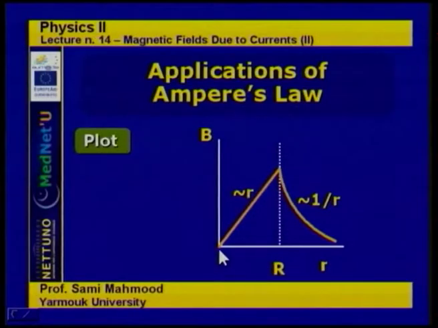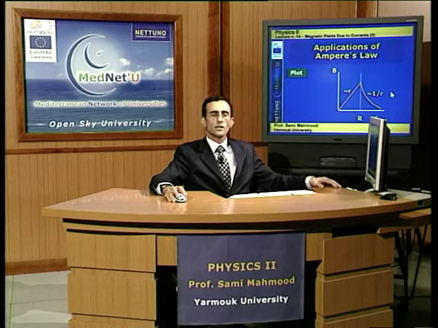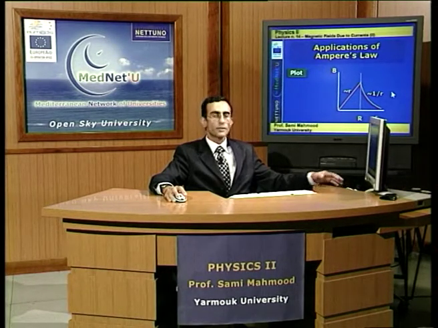So a plot of this will be like this. Inside the wire, from small r equals 0 up to the radius of the wire itself, the magnetic induction is increasing linearly with r, and then after that, outside the wire, it is decreasing monotonically as 1 over r. So this illustrates how simple it is to use Ampere's law in calculating the magnetic induction in these symmetrical cases.